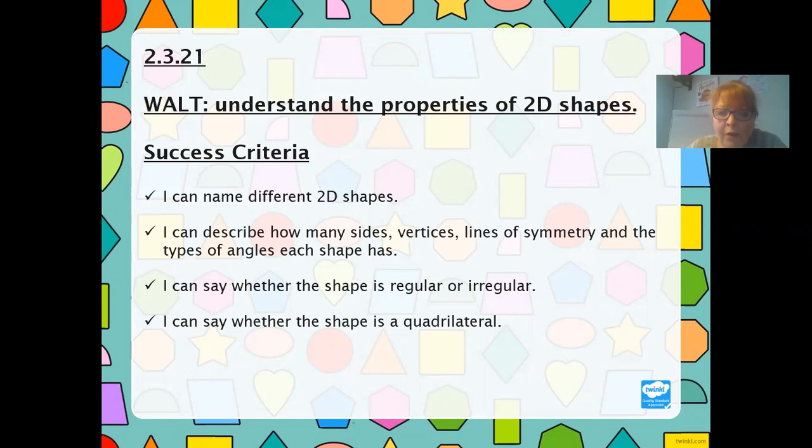So today we're going to understand the properties of our 2D shapes. So you should be able to name them. You've been doing it since year 2 and year 1. In fact, you've been doing shapes since reception. So you should be able to name all the 2D shapes. We're going to talk about how many sides they've got, how many vertices, how many lines of symmetry, the types of angles they've got, whether the shape's regular or irregular, and whether it's a quadrilateral or not. Okay, so these are all terms that you've come across before.